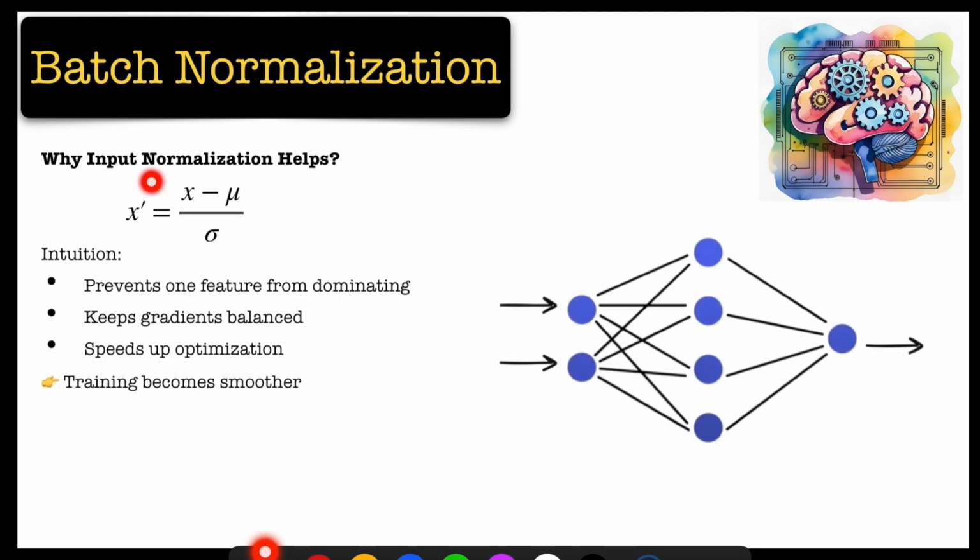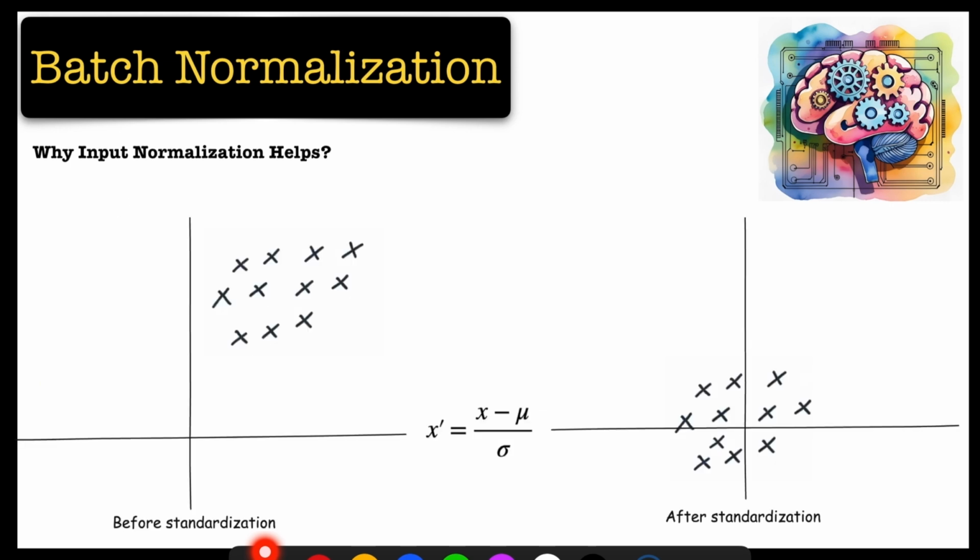Now, why does input normalization help? We saw that the input might have different ranges and one feature can dominate the other features. If we normalize the input, it will prevent one feature from dominating. It will keep the gradients balanced. It will speed up the optimization, and so the training will become smoother. So this is about input normalization. After input normalization, you see this is before standardization or normalization, and then the data will move here. The mean will become 0 and standard deviation will be 1.